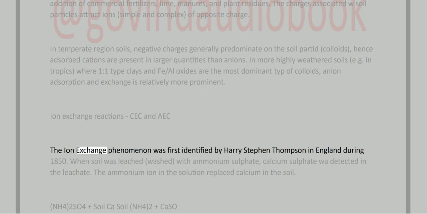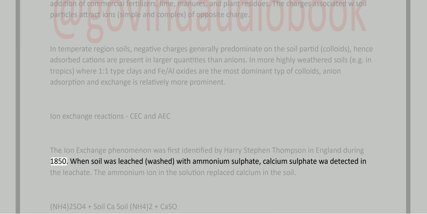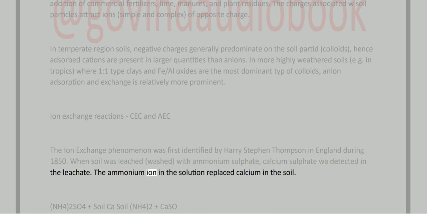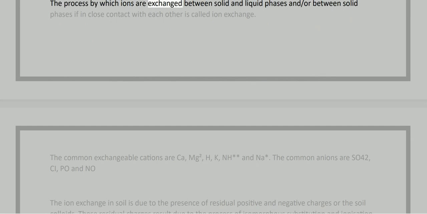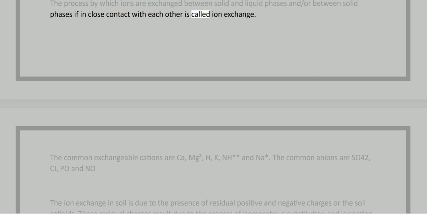The ion exchange phenomenon was first identified by Harry Stephen Thompson in England during 1850. When soil was leached, washed, with ammonium sulfate, calcium sulfate was detected in the leachate. The ammonium ion in the solution replaced calcium in the soil. (NH4)2SO4 plus soil Ca gives soil (NH4)2 plus CaSO4. The process by which ions are exchanged between solid and liquid phases and or between solid phases if in close contact with each other is called ion exchange.